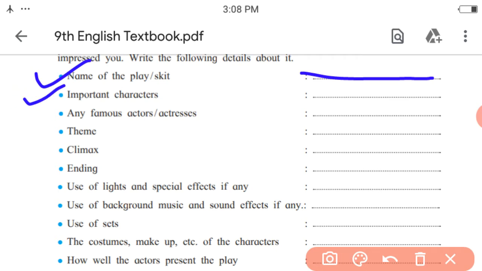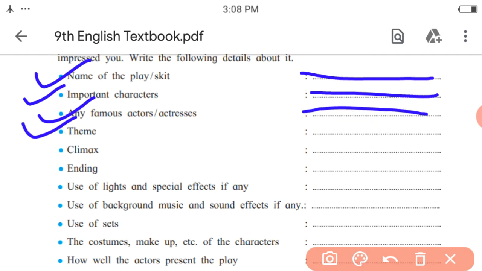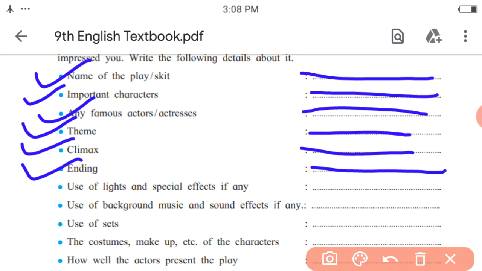Next, important characters. What are the characters? Which characters are there in the play? Those you have to mention. Next, any famous actors or actresses, their names. Theme. What is that play about? Or what is that skit about? That is written in a theme. Climax. It is the turning point of the play. Ending. What is the ending? It may be happy, it may be sad, or anything else. So accordingly, you have to write about the ending of that play.